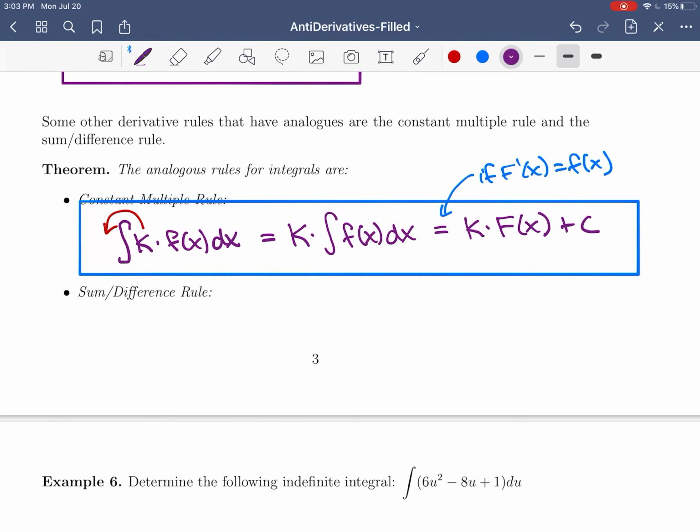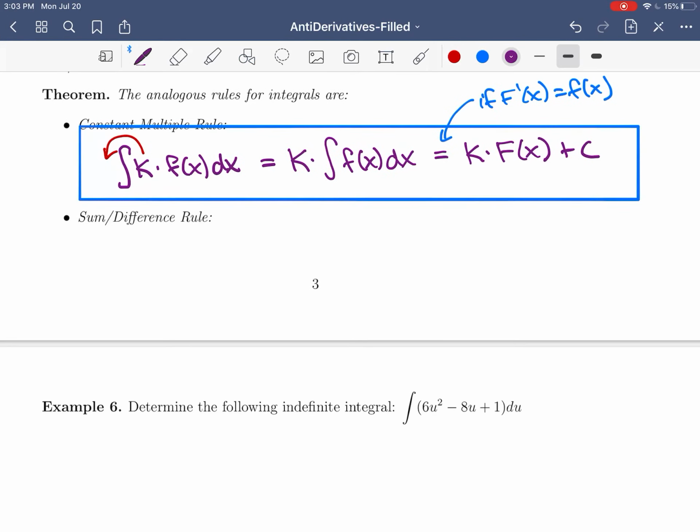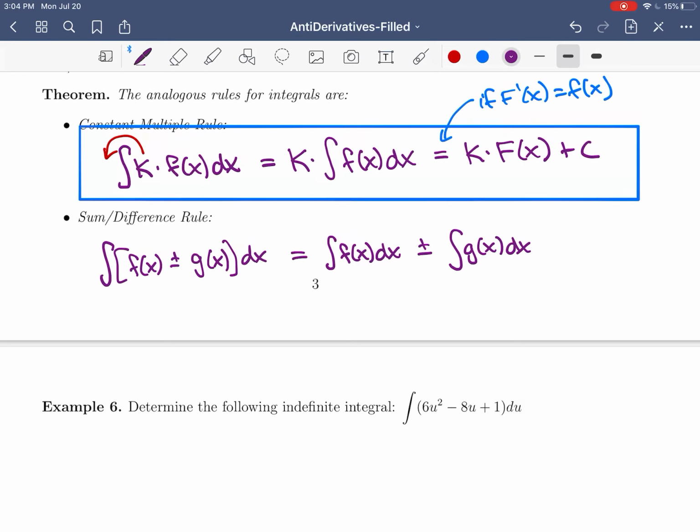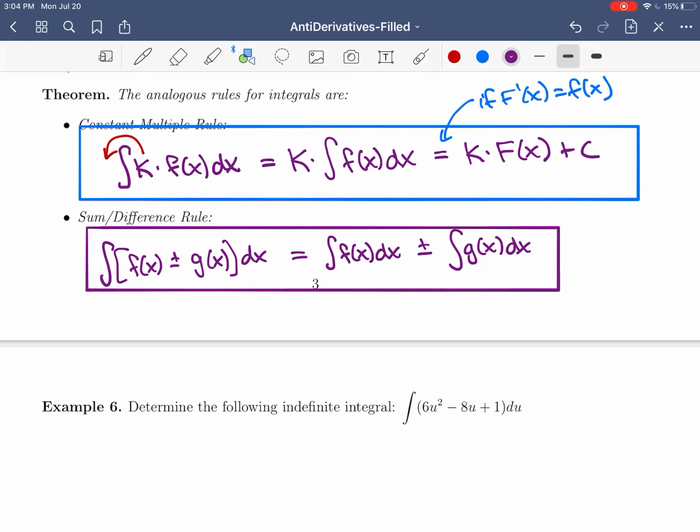Another one is the sum or difference rule. If you want an indefinite integral of some little f of x plus or minus some little g of x, you can actually do these separately. You could say it's the indefinite integral of f of x dx plus or minus the indefinite integral of g of x dx. So you can do the parts separately when they're added or subtracted, just like you could with derivatives.